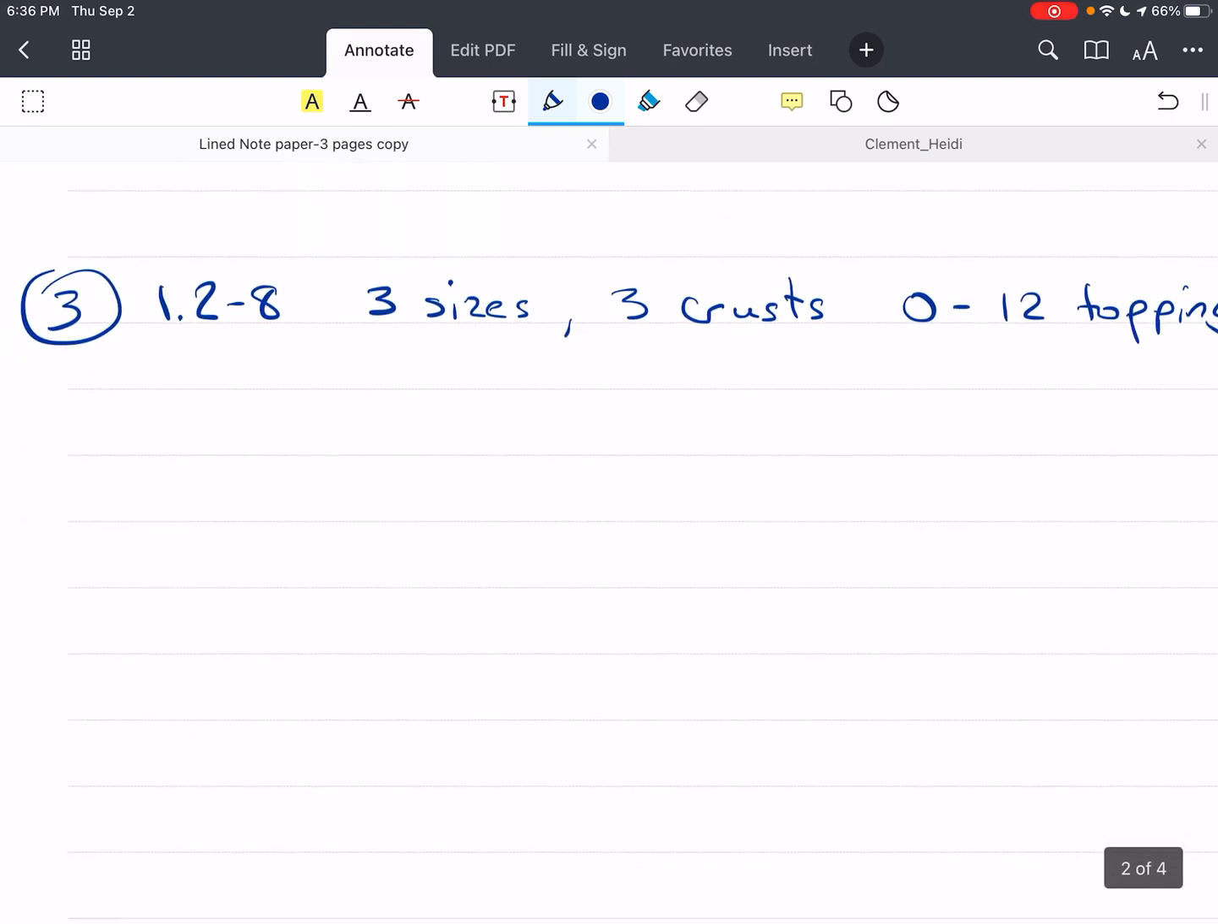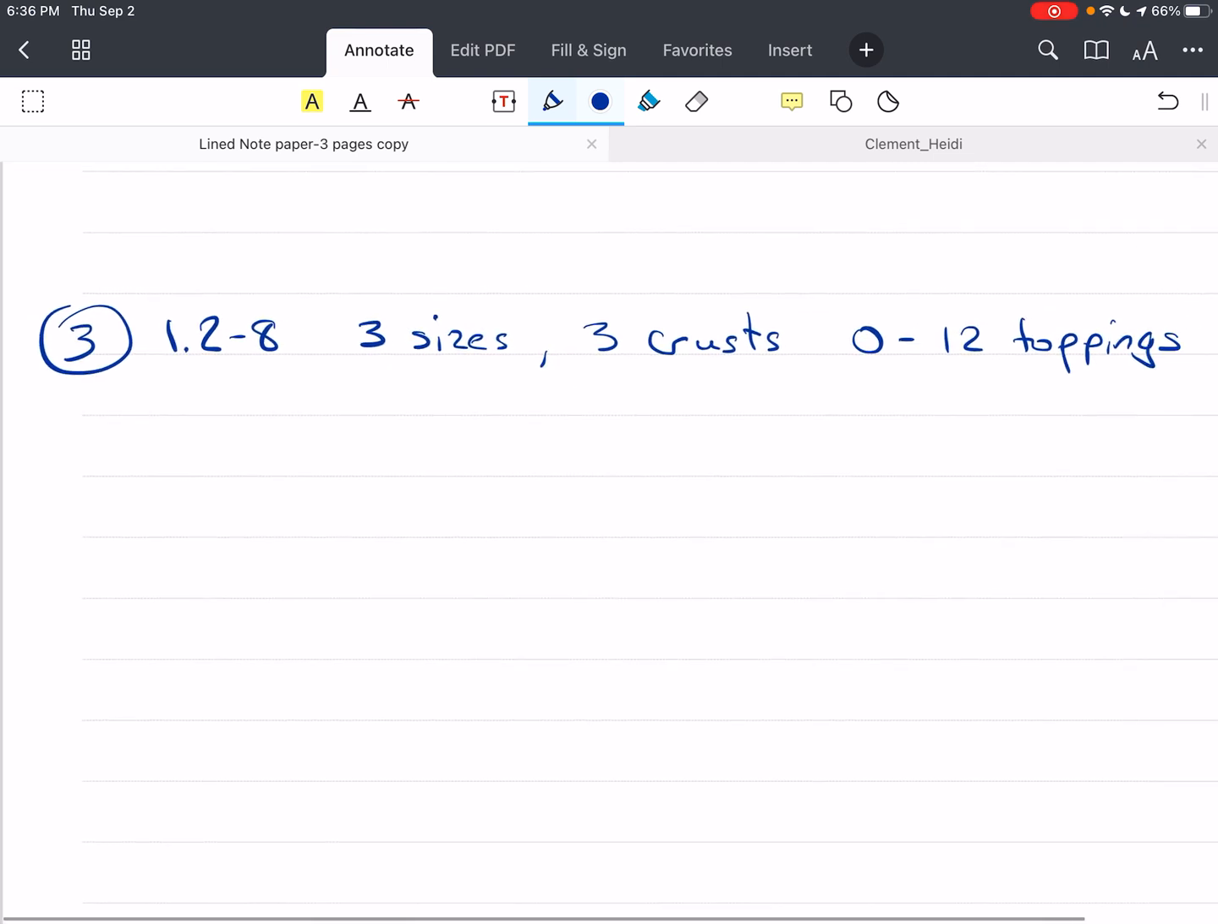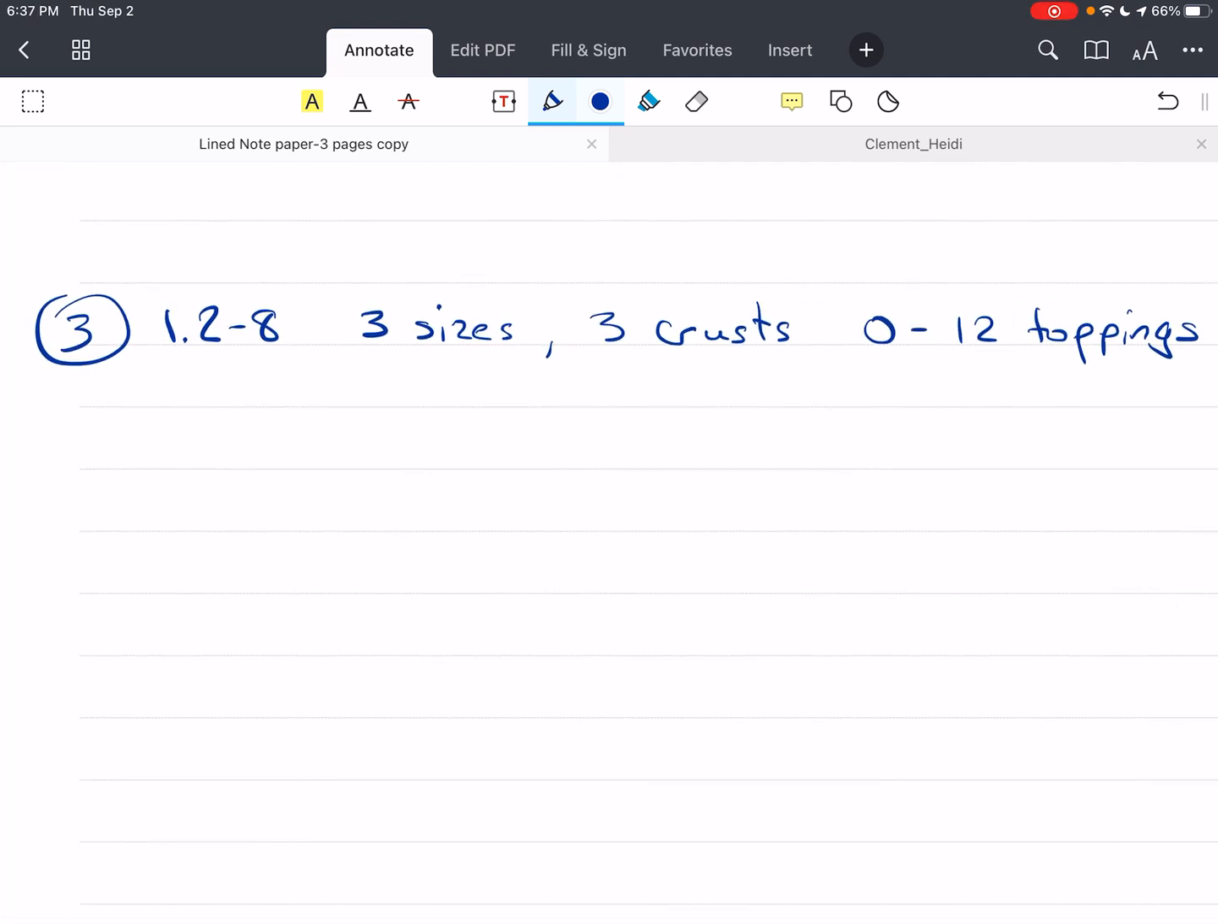Now, this one's a clever problem. And in order for you to know how to solve this problem, you needed to do the assignment I gave you, which was to read example 1.2-2 in the book.